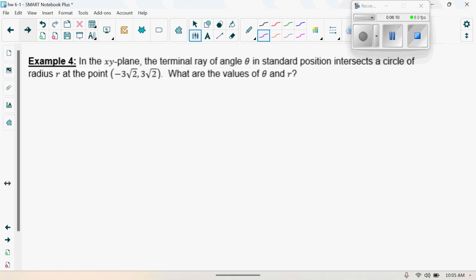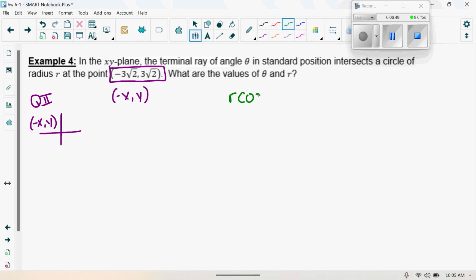Last one, it says in the xy plane, the terminal ray of angle theta in standard position intersects a circle of radius r at the point negative 3 radical 2 comma 3 radical 2. We're looking for the values of theta and r. So the first thing is I know that I have negative x, positive y. So in my quadrants, that would be negative x, positive y. It has to be a quadrant 2 angle. So once I determine my reference angle, I have to make sure that I'm in quadrant 2 when I state theta.